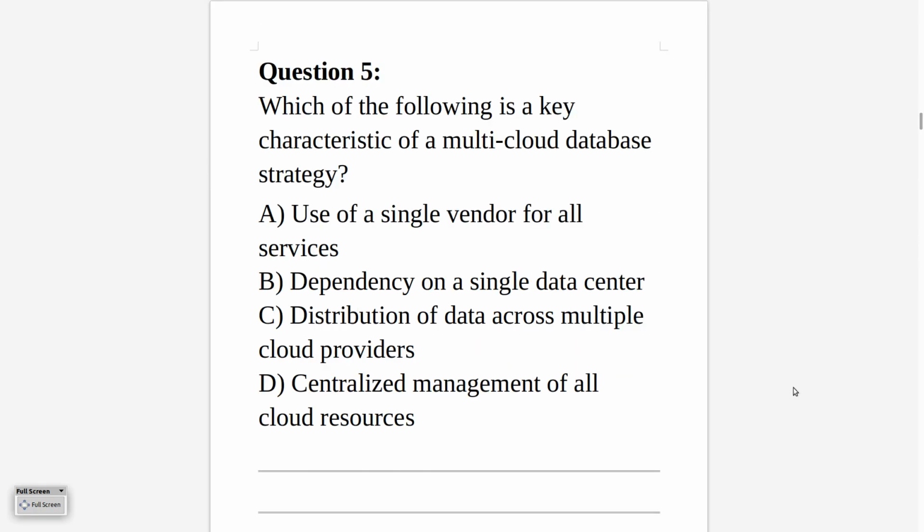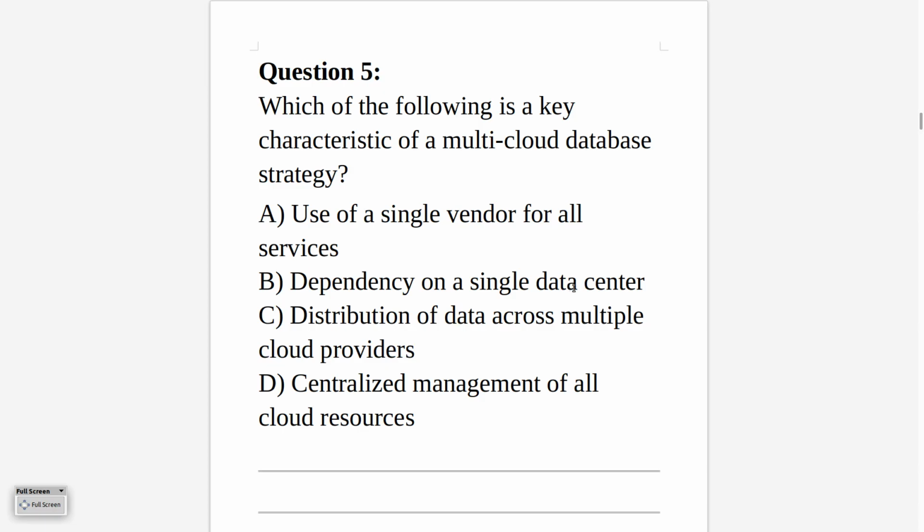Which of the following is a key characteristic of a multi-cloud database strategy? Use of a single vendor for all services. That doesn't sound right if it's multi-cloud. Dependency on a single data center. Distribution of data across multiple cloud providers. Or centralized management of all cloud resources. So, having databases on more than one cloud, well, it's not single vendor. It's not centralized management either. You're not dependent on a single data center.